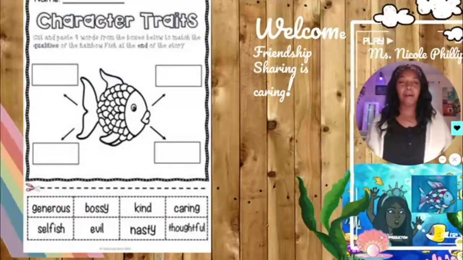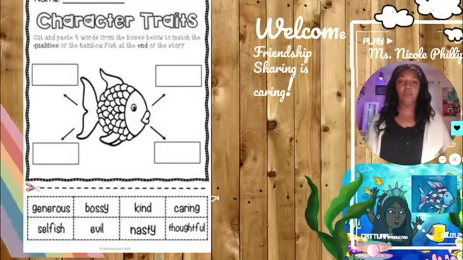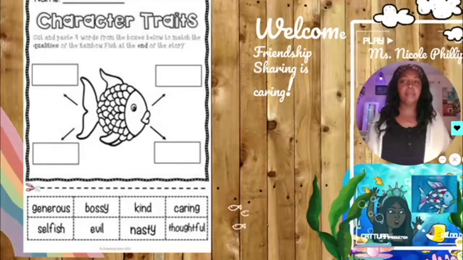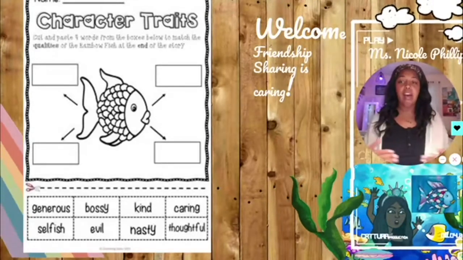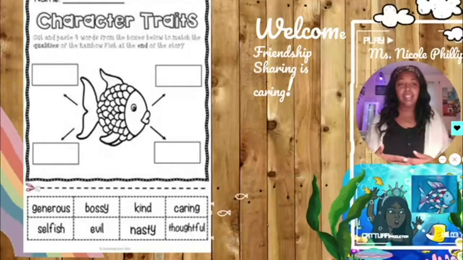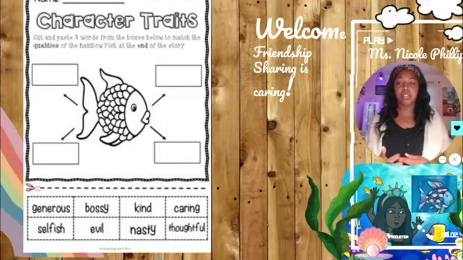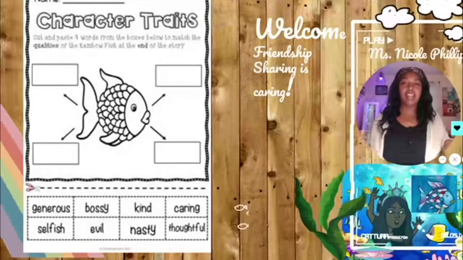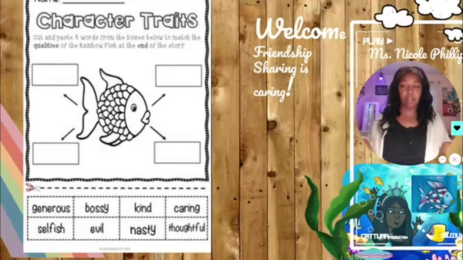Now that we've learned all about character traits and internal character traits and the adjectives and verbs that go around describing someone's character, let's look at some character traits that Rainbow Fish exhibited in the story, The Rainbow Fish. As we know, in the beginning of the story, Rainbow Fish was not very nice. He did not want to share his skills, and because he didn't want to share his skills, he ended up being left out. What character traits internally would you say that Rainbow Fish portrayed?